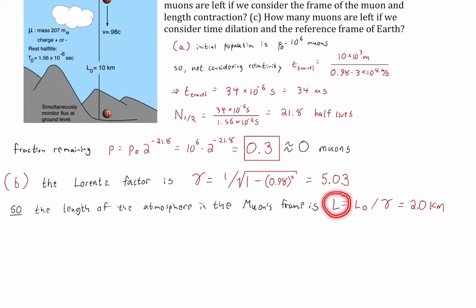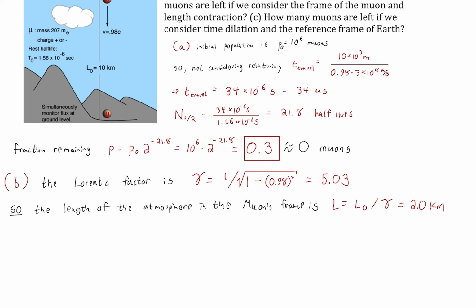So the distance of the atmosphere, according to the muon, would be the 12 kilometers, which is the proper length of the atmosphere. Why? Because the 12 kilometers is measured by scientists on Earth, and to them, the atmosphere is at rest, right? So they're measuring the proper length, divided by the Lorentz factor. So we see then that from the muon's reference frame, the atmosphere is only 2 kilometers thick.